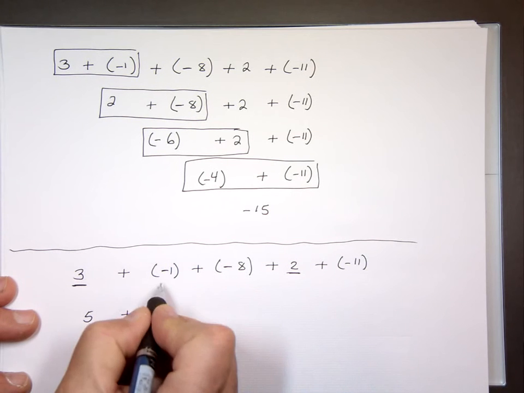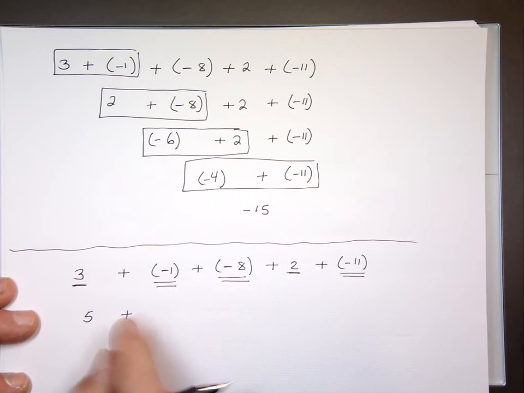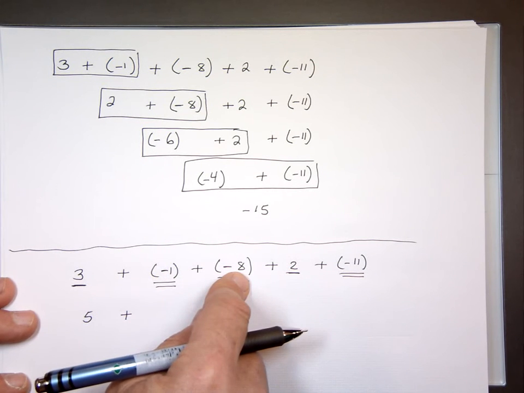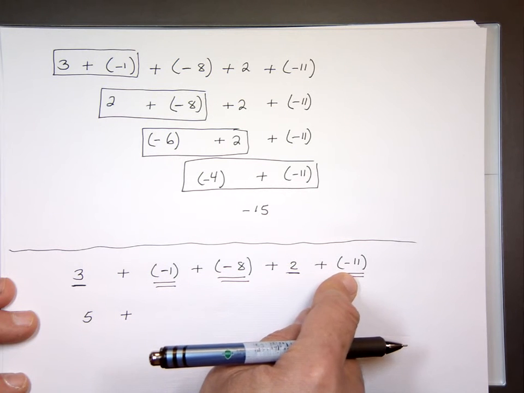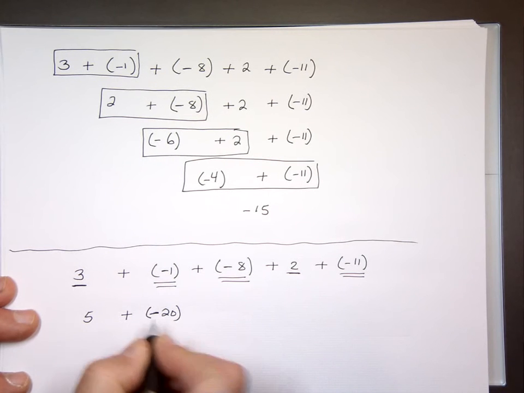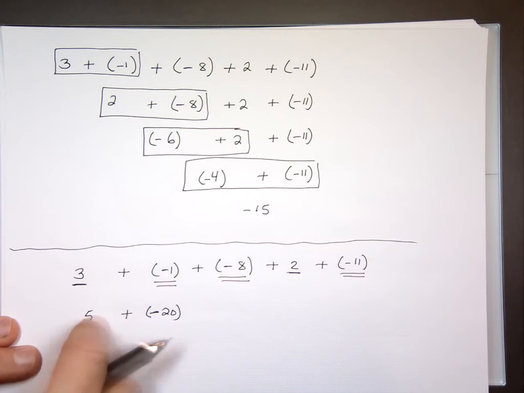Let's take all the negative numbers, add them, and make one number out of it. 1 plus 8 plus 11. What's 1 plus 8? 9. 9 and 11 is what? 20. That's a negative 20. So we took all the negative numbers and we made one number out of it. We took all the positive numbers, we made one number out of it. Now, let's add these two.